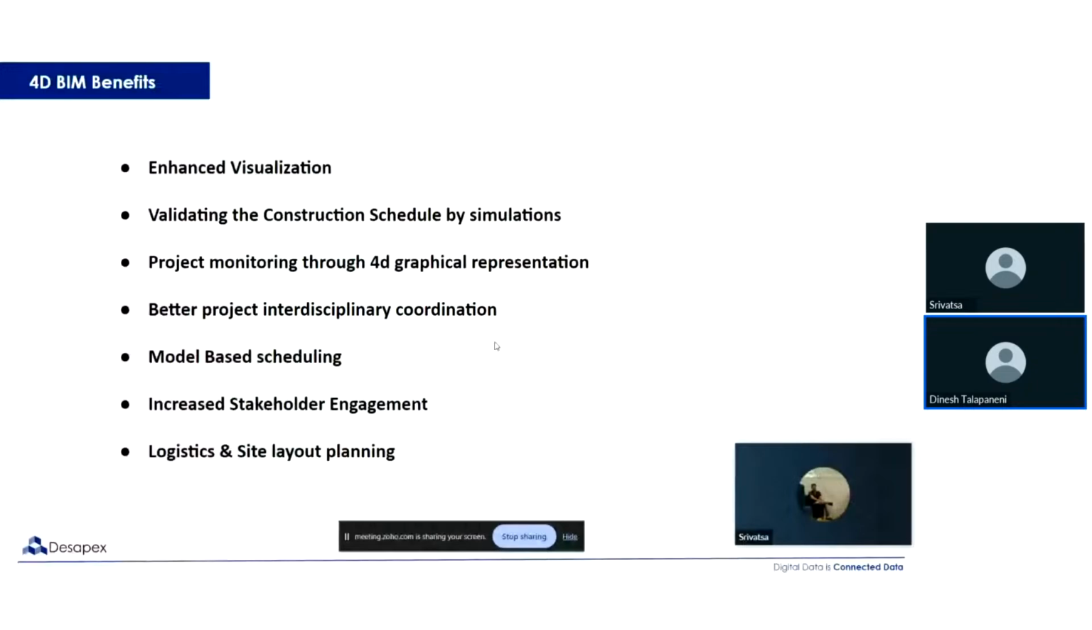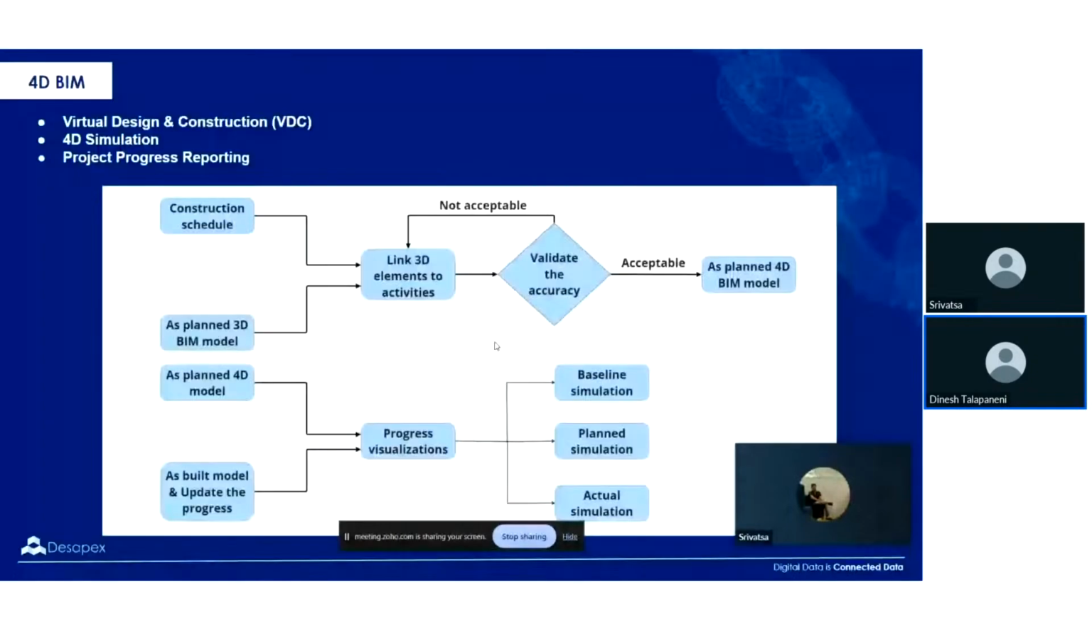I'll just run through what is required to do 4D. Basically, you have the construction schedule in place. So that is one, and the 3D model has to be there. If not, the model has to be developed in line with your work breakdown structure. And the next thing is you link your construction schedule with your model. That's the majority of the work involved.